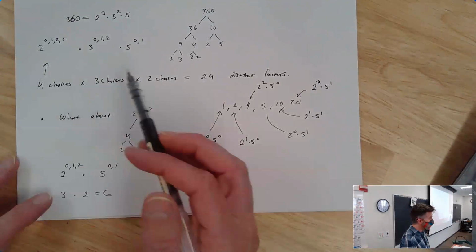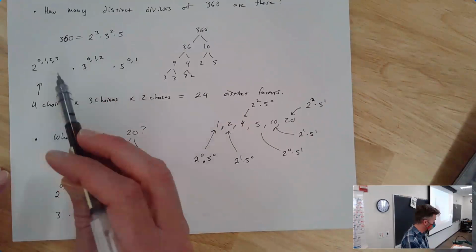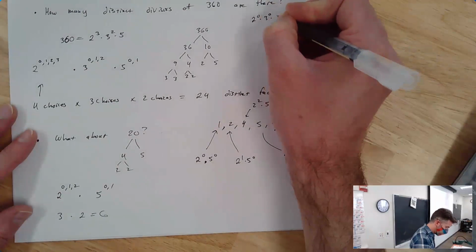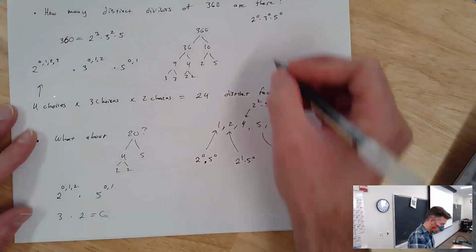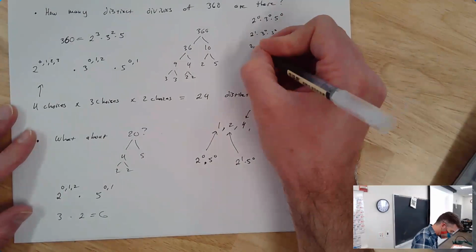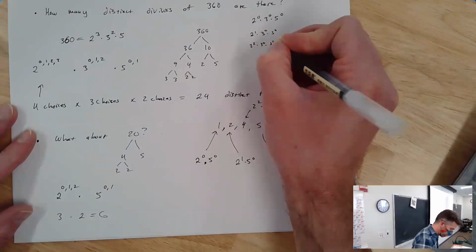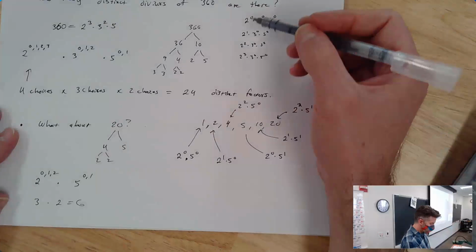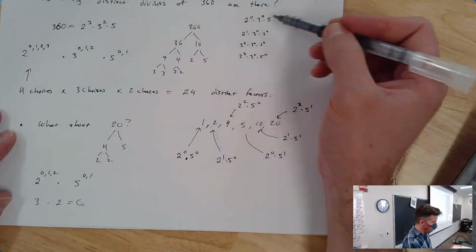I don't want to write them all out, but we could do the same thing for 360. You could have 2 to the 0 times 3 to the 0 times 5 to the 0. And then 2 to the first times 3 to the 0 times 5 to the 0. And then 2 to the second times 3 to the 0 times 5 to the 0. And then 2 to the third, right? It goes on. But these are all the possibilities with 3 to the 0 and 5 to the 0.